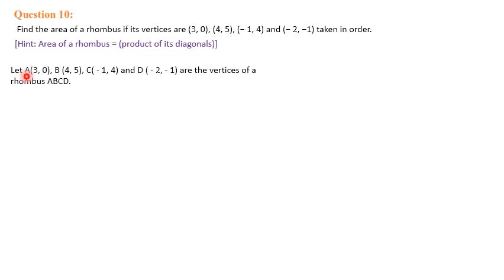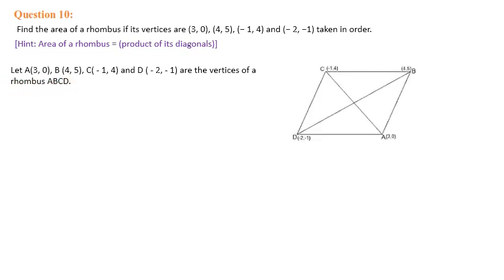So let us assume A(3, 0), B(4, 5), C(minus 1, 4) and D(minus 2, minus 1) are the vertices of a rhombus ABCD. I have just labeled the vertices and named the rhombus ABCD. Plot a rough diagram and plot the points. Please note that these vertices must be in order, as the question says.